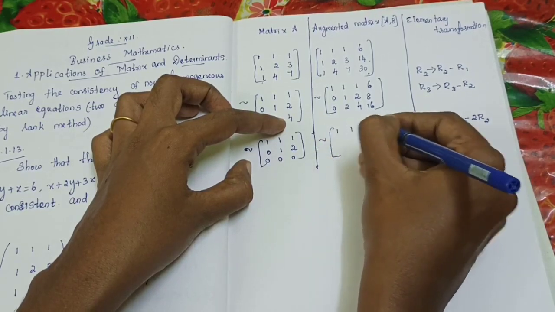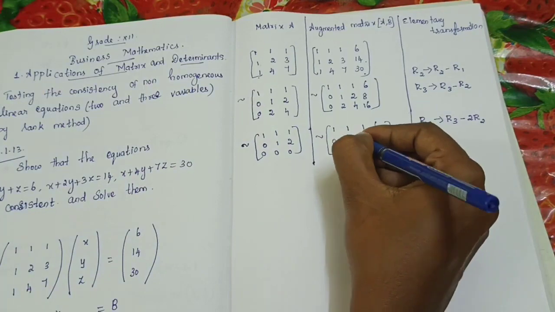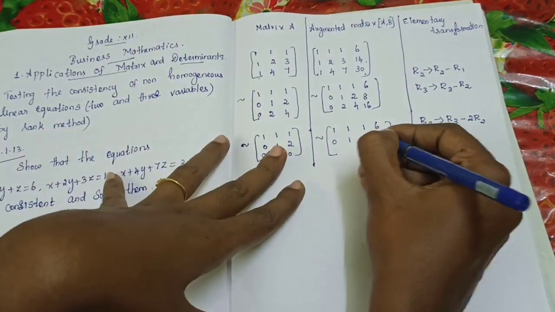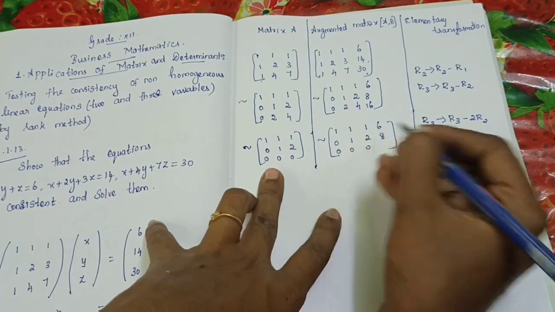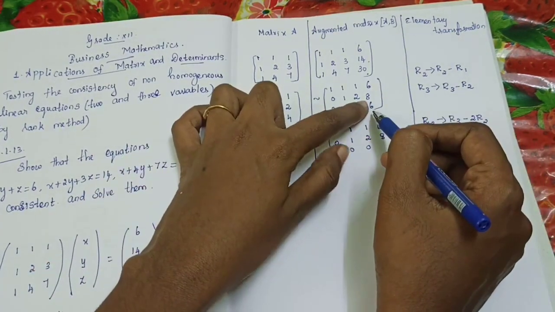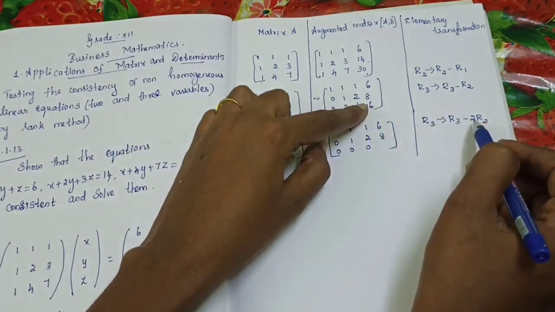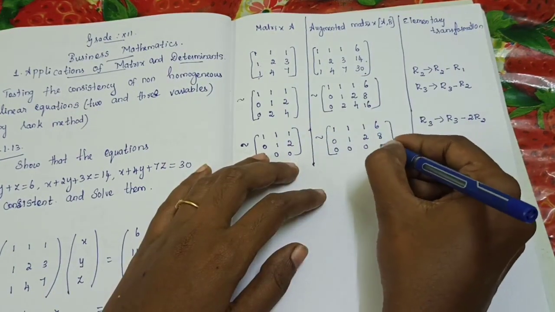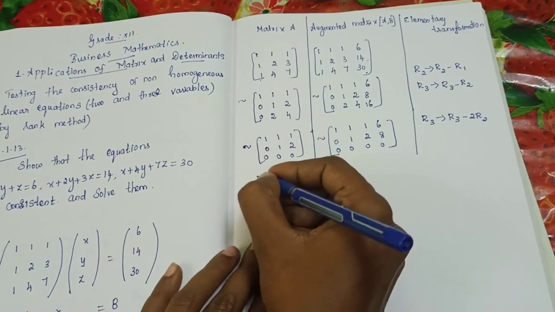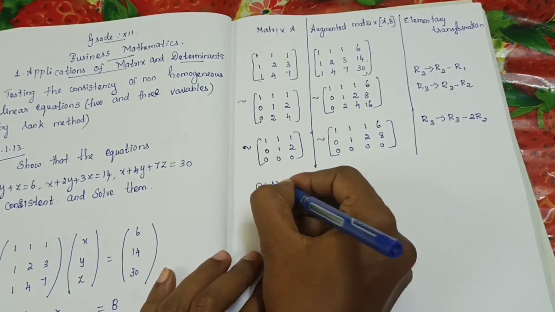So 1 1 1 6. Then the second row as it is: 0 1 2 8. Then here the first three entries are 0 0 0. The last alone you need to check. 16 minus 2 into 8, so this is also 0.